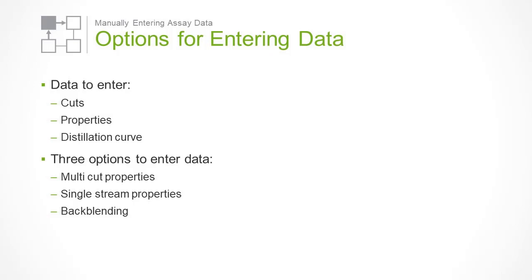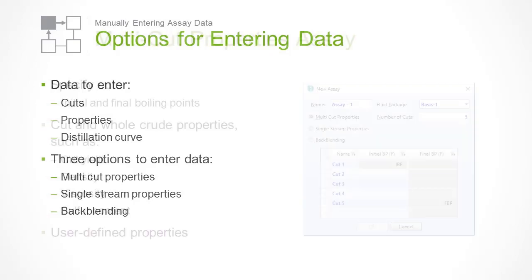There are 3 different ways you can input assay data manually depending on the type of data available: multi-cut properties, single stream properties, and backblending.